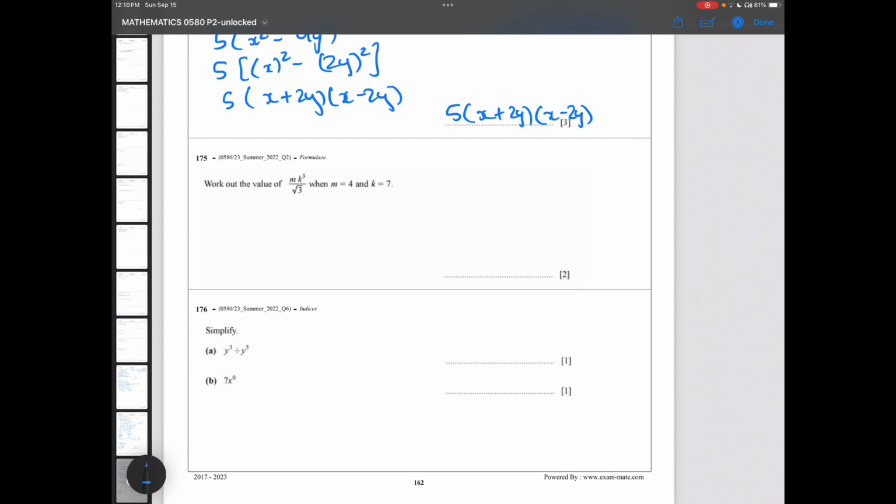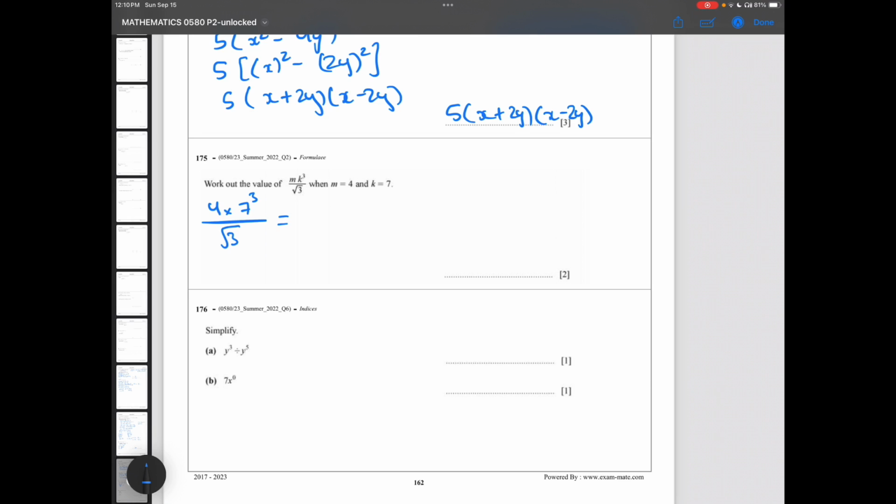And question 175 says work out the value of m into k cube upon square root 3 when m is equal to 4 and k is equal to 7. In place of m, I will write 4, multiplied by, in place of k, I will write 7 cube upon square root 3. Now we can easily work out the value of it.